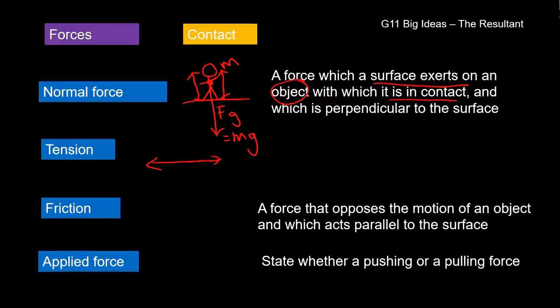Friction is a very interesting force. Friction opposes motion. Here is what it says: a force that opposes the motion of an object and which acts parallel to the surface. So I want you to imagine that you are running and you fall on the grass. You are going to get a grass burn if you've got shorts on, maybe on your knees, or you could even be on your side.